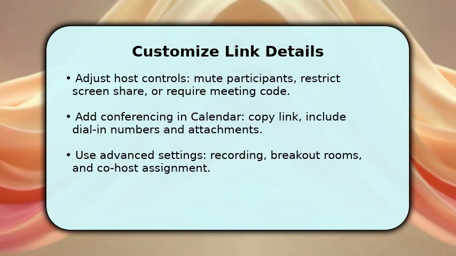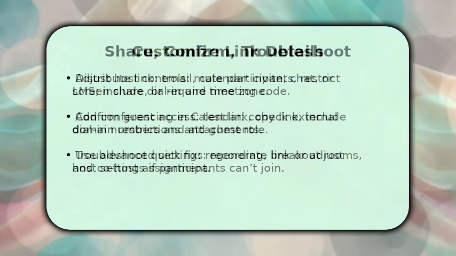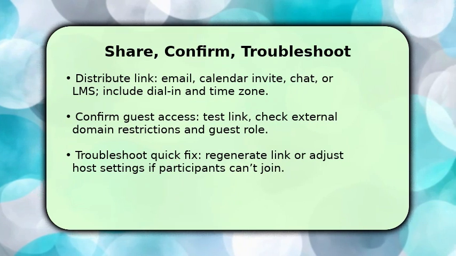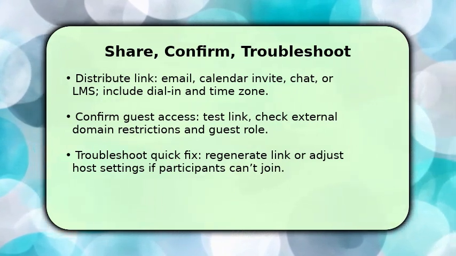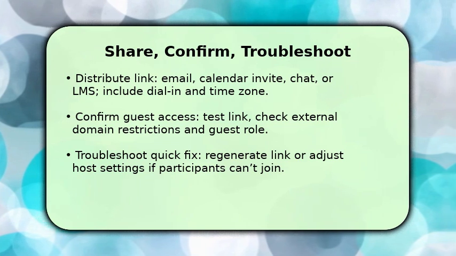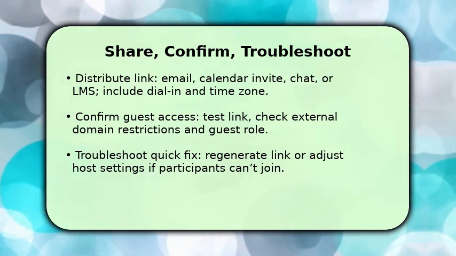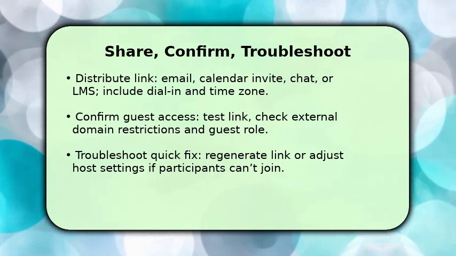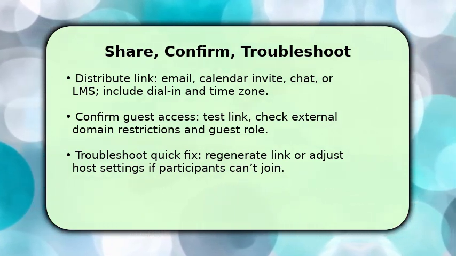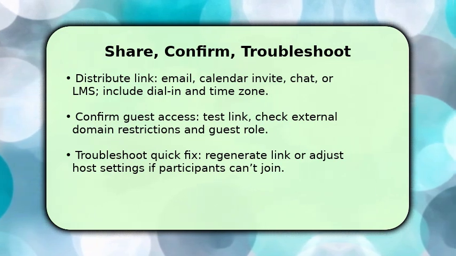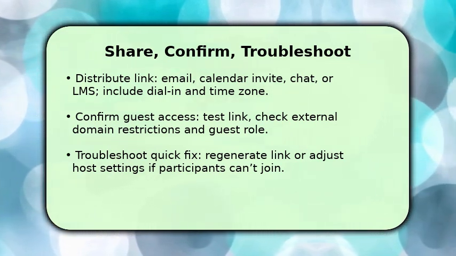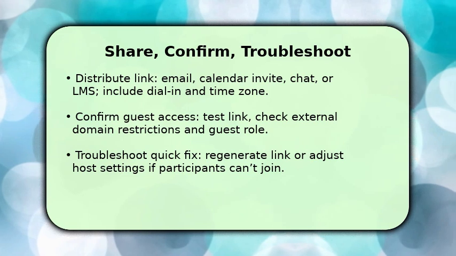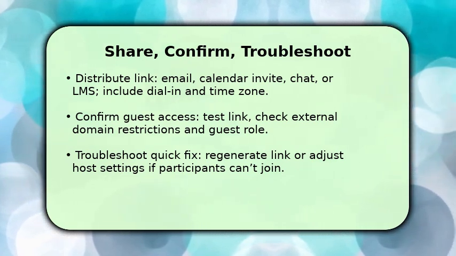Finish by sharing and verifying the link. Send it via calendar invite, email, or chat, and include dial-in numbers and the correct time zone so attendees join on time. Before the meeting, test the link from an incognito window or a colleague's account to confirm guest access and permissions. If people can't join, regenerate the Meet link or change host restrictions. That usually resolves domain or permission conflicts quickly. Lastly, keep a backup.